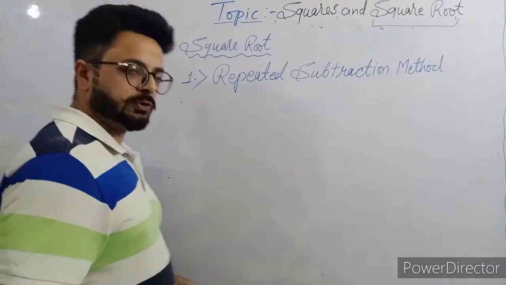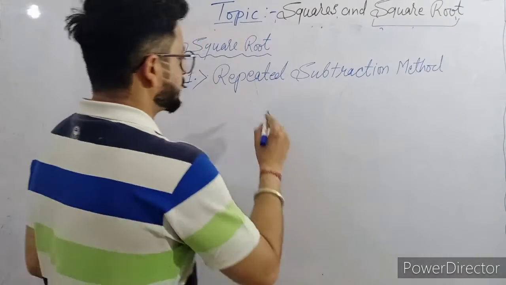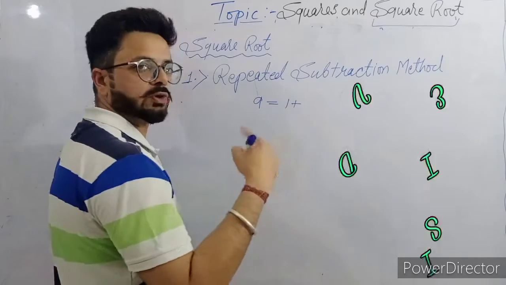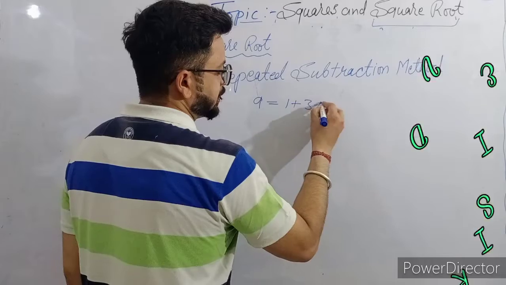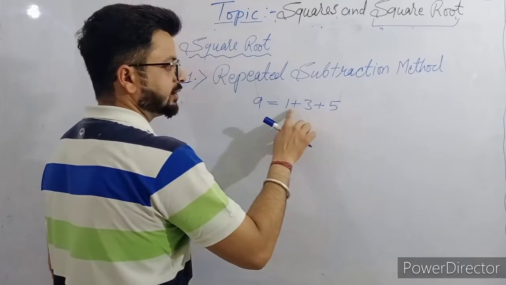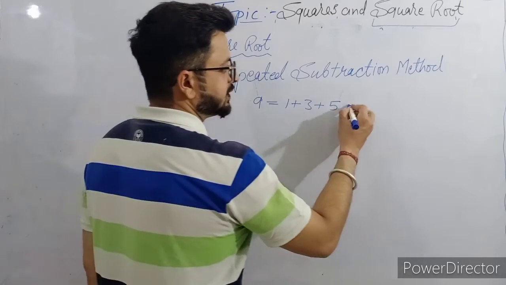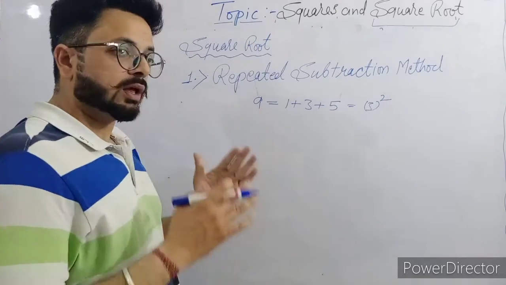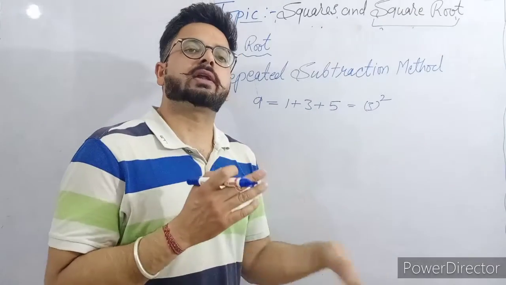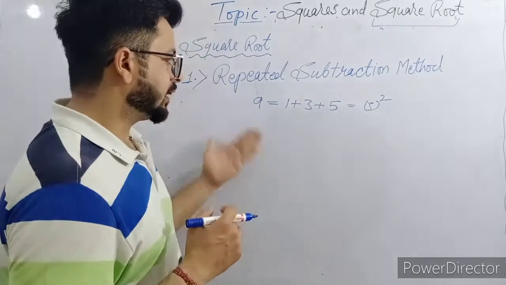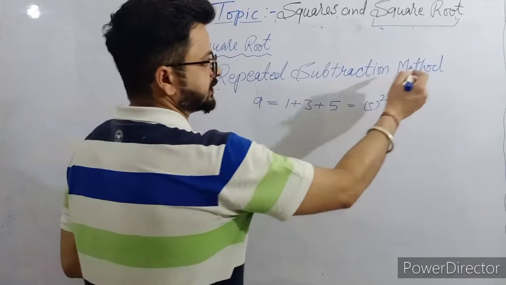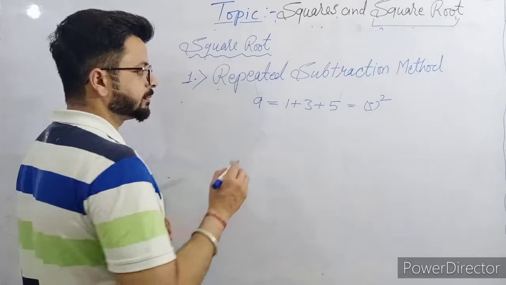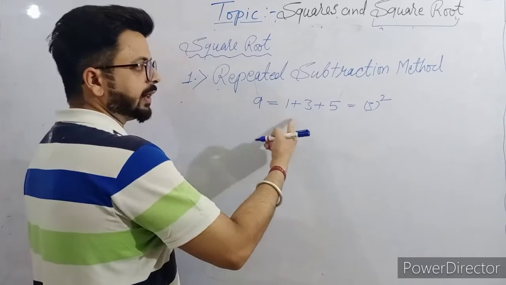We have discussed in our previous video that if 9 is there, we can write 9 as the sum of consecutive odd numbers, 1 plus 3 plus 5, three consecutive odd numbers. It means it's the square of 3. We will use this pattern but in another case. Now, what is the repeated subtraction method? To get to know the square root of any perfect square number, I'm going to remind you of this method first.